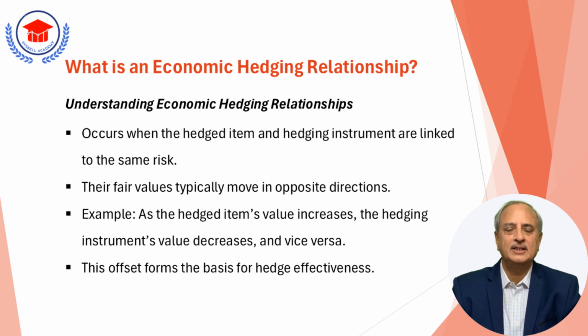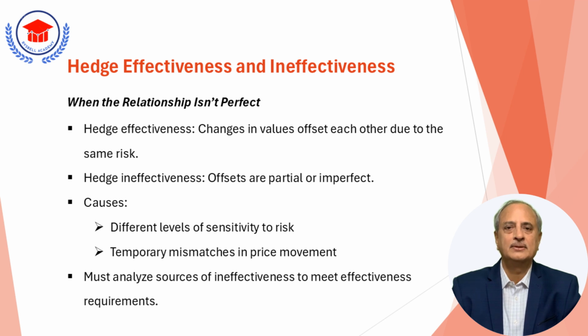In an economic hedging relationship, the fair value of the hedged item and the fair value of the hedging instrument typically move in opposite directions because they are linked to the same risk being hedged. For example, if the fair value of the hedged item increases, the fair value of the hedging instrument should decrease, and vice versa. However, this relationship is not always perfect. There may be situations where the changes in fair value don't completely offset each other, leading to hedge ineffectiveness.